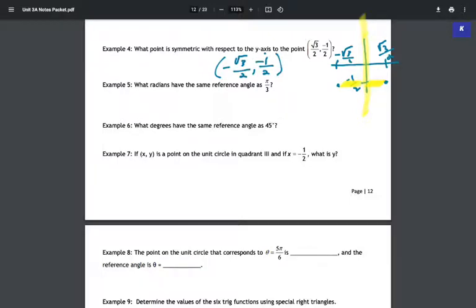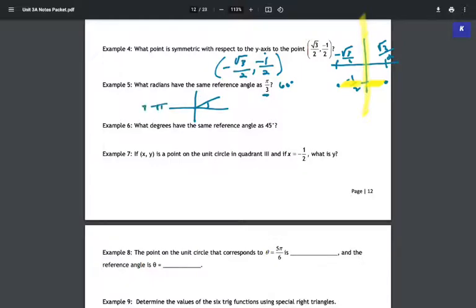Okay, this is asking what radians have the same reference angle as pi over 3, which remember is the same thing as 60 degrees, if that helps you visualize it. Well, this is where pi over 3 is right here, and its reference angle is pi over 3. Anytime we ask you for a reference angle, if we give it to you in radians, you need to give it back to me in radians. Right here would be pi.